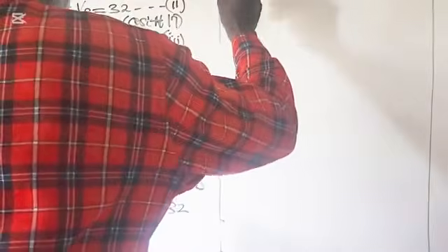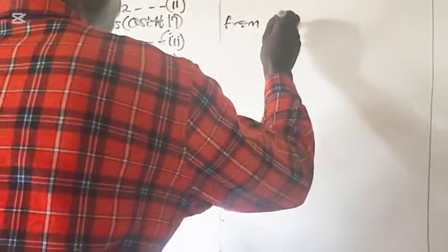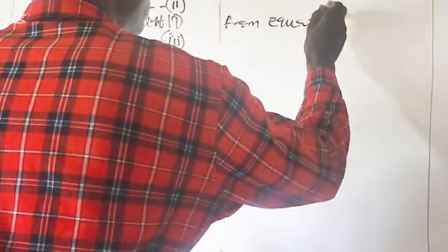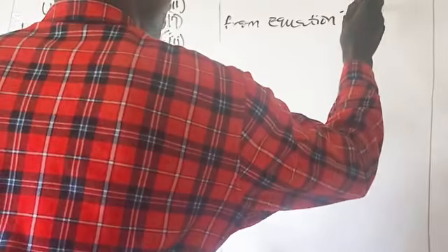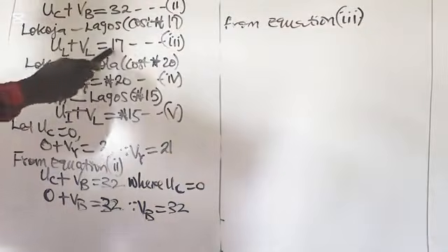Now, from equation 3, the equation 3 is UL plus V equals 17.